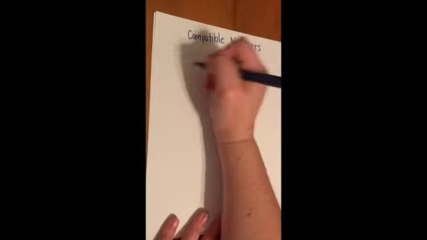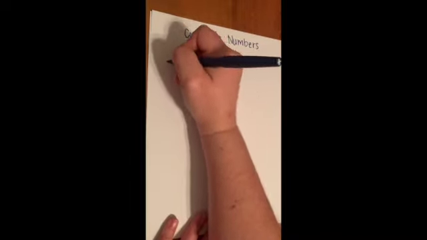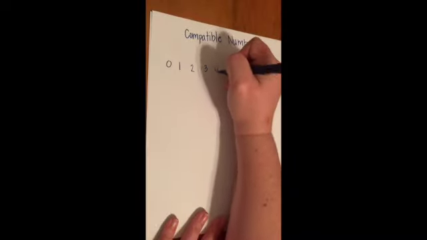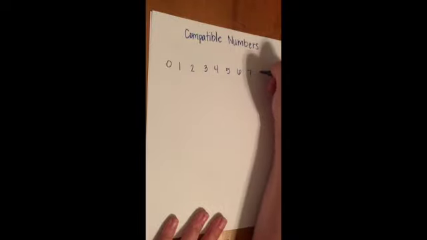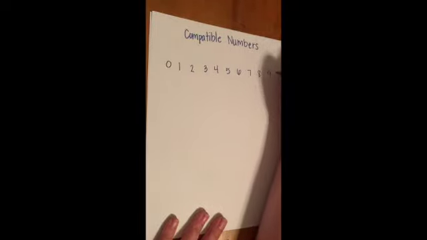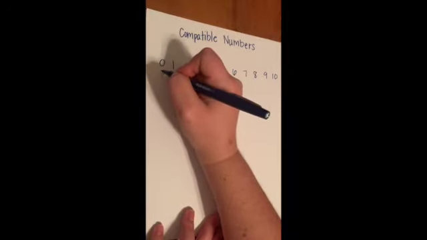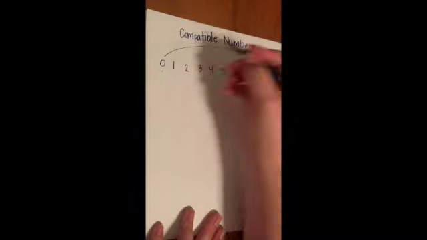And if you were to list out all of your numbers from 0 up to 10: 0, 1, 2, 3, 4, 5, 6, 7, 8, 9, and 10, you can find all of your pairs that make 10 easily. 0 plus 10 equals 10.